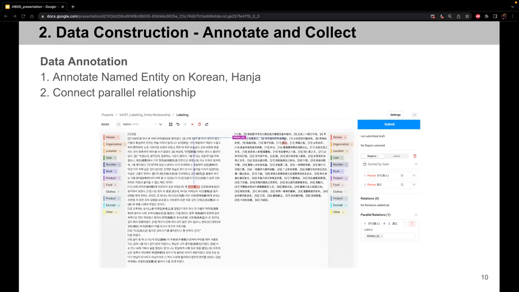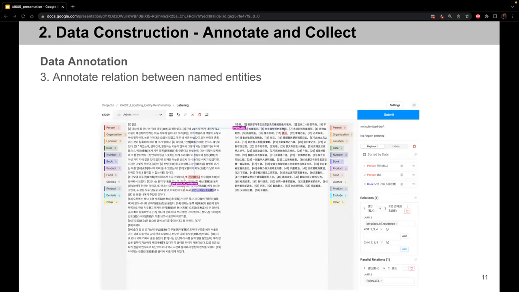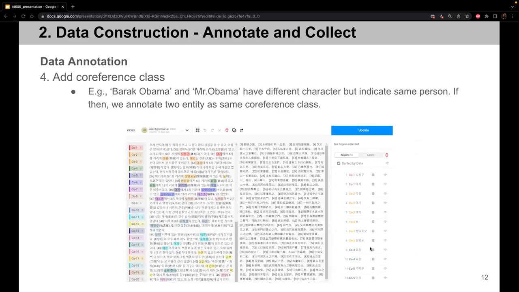Then how do the annotators work? First, the annotators are given Hanja text and Korean text, where the Korean is the translated version of the Hanja. They annotate the named entities in Korean and Hanja and connect the parallel relationship. In the Korean text, they connect the relationships between the named entities. Also, as you can see here, they add an evidence sentence for each Korean and Hanja. And lastly, they add coreference classes.